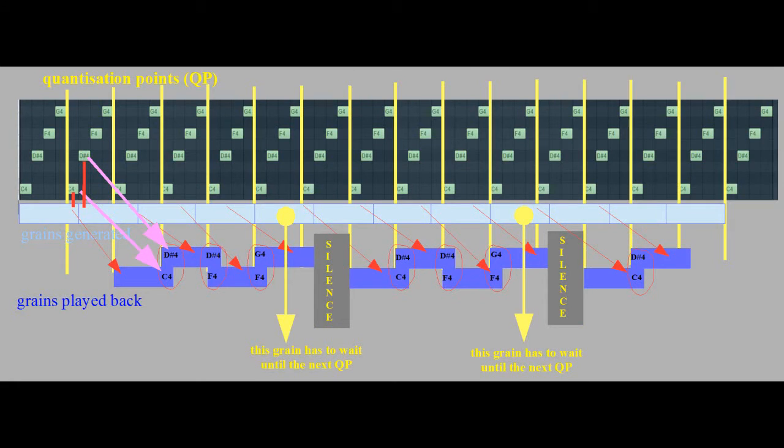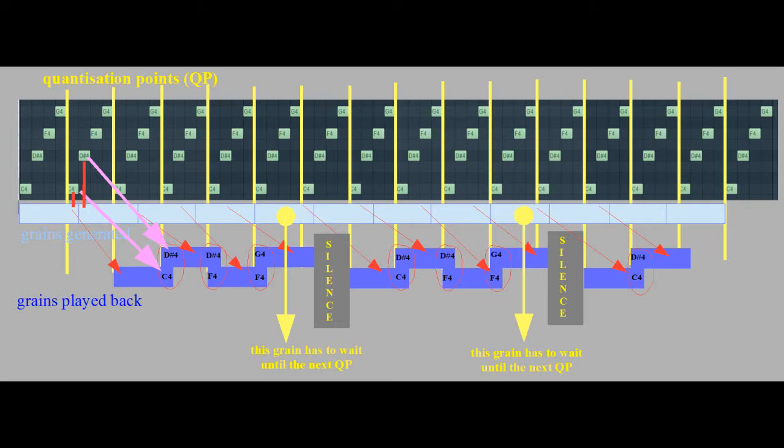And now the modified graph for grain lengths of 2500 milliseconds, what is a quarter of a beat longer than the difference between two quantization points. A grain is played back at the next quantization point after its birth, but not before the grain's end. It has to be generated completely before getting played back.